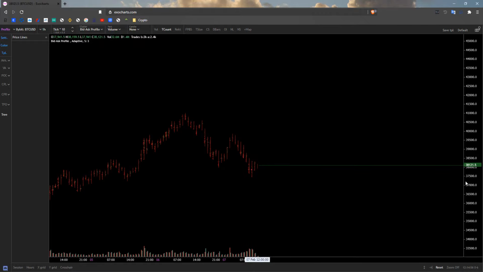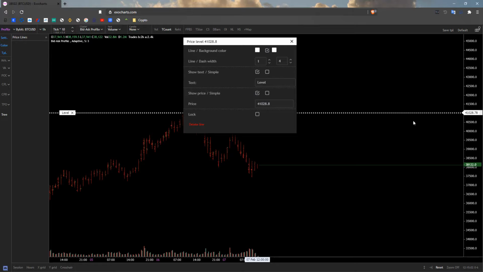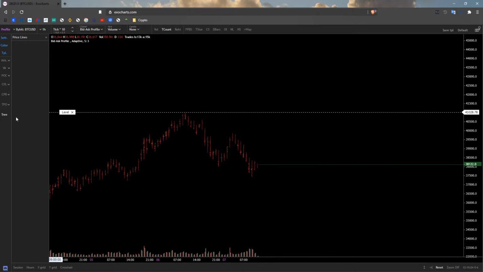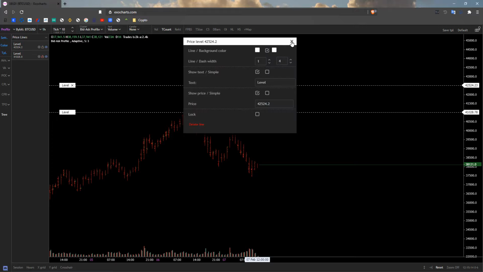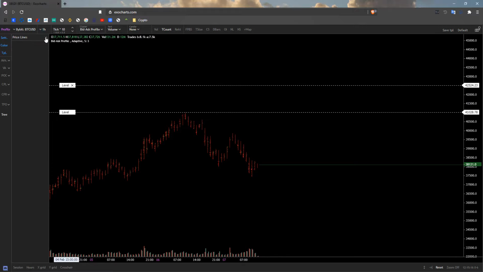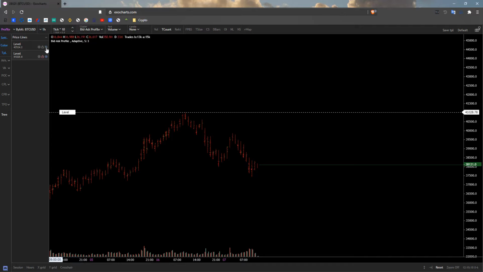It's a way to organize the things you have. So let's say I think that 41,000 is an important area, and I draw a line here. I can now manage that in my tree, so I can look at it or lock it in place, whatever I want to do. I can turn it on, off. Let's draw another line here, and we can look at this and manage these things within the tree. That's all that is.